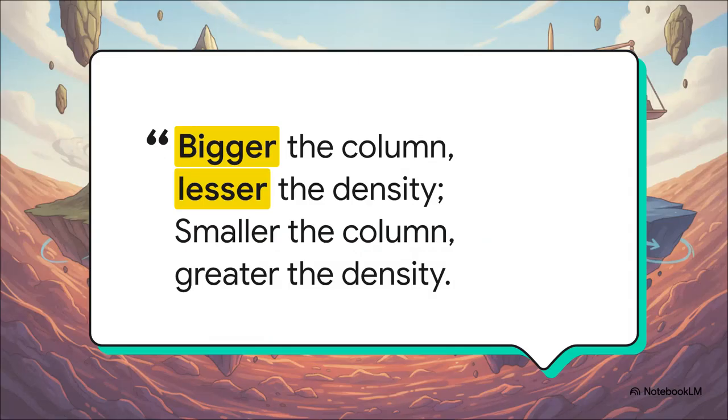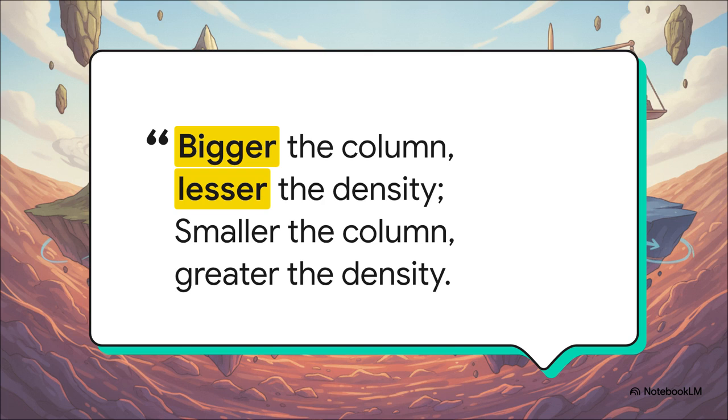This is where Airy's primary rival, Archdeacon Pratt, enters the conversation. He offered a totally different solution. Pratt proposed a strict inverse relationship between height and density. His rule was really simple. Bigger the column, lesser the density. Smaller the column, greater the density.